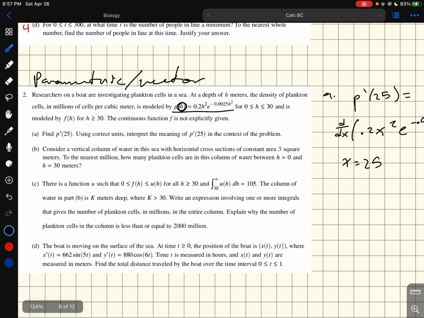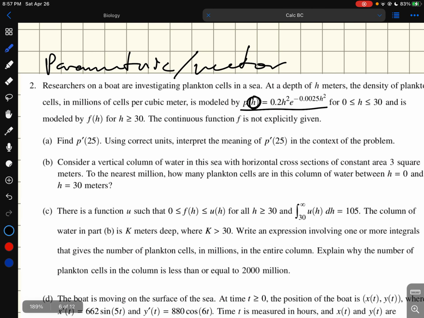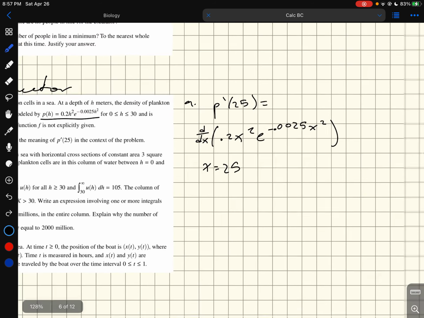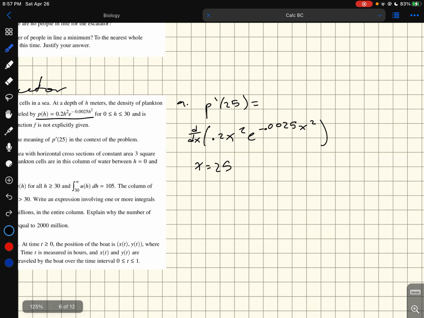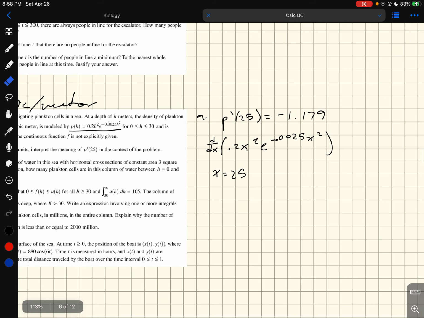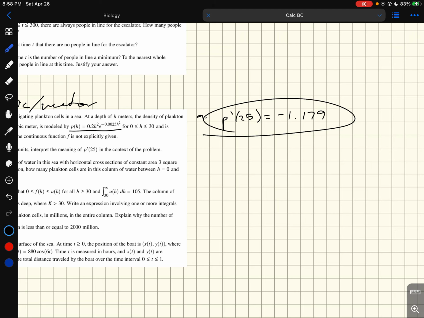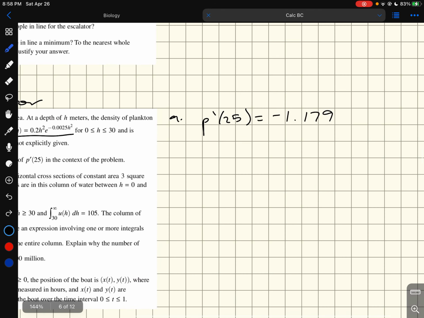So you're going to put that, and then you're going to put x equals 25. If we replace h with x, then instead of h equaling 25, it's going to be x equaling 25. And then you just look at where they intersect. So they intersect at negative 1.179. So that's our answer. The only part you have to write is this. That's showing your work, because they understand you have a calculator.